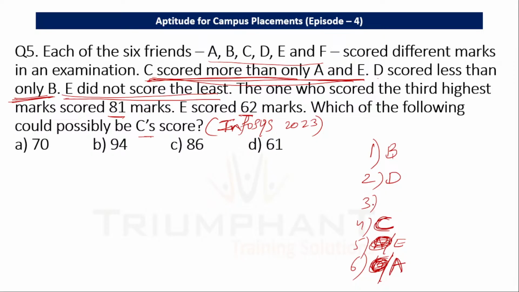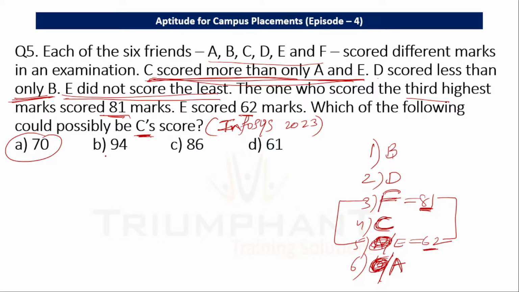Who is the only person left out? F. Now the only person left out is F, and he is saying that the person who scored third highest scored 81. That means F scored 81, E scored 62. Which of the following marks can C possibly get? As C is between E and F, C's score should be between 62 and 81. So, which is between 62 and 81 among the options?